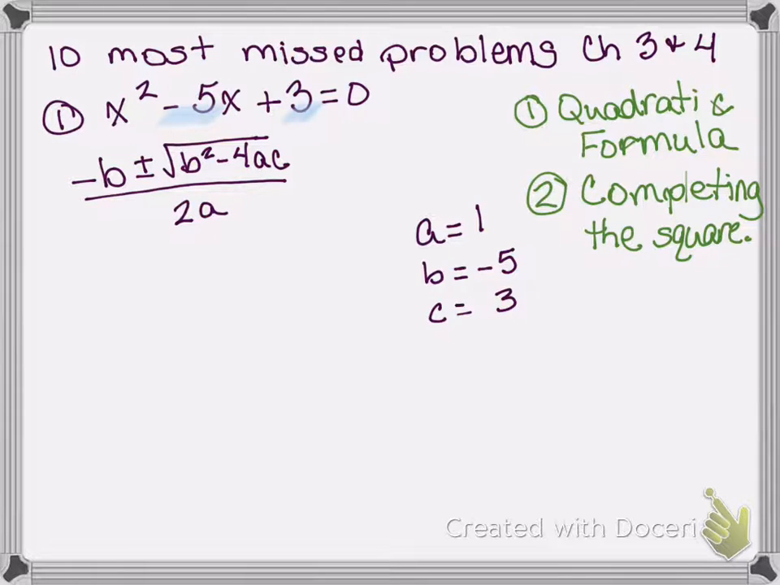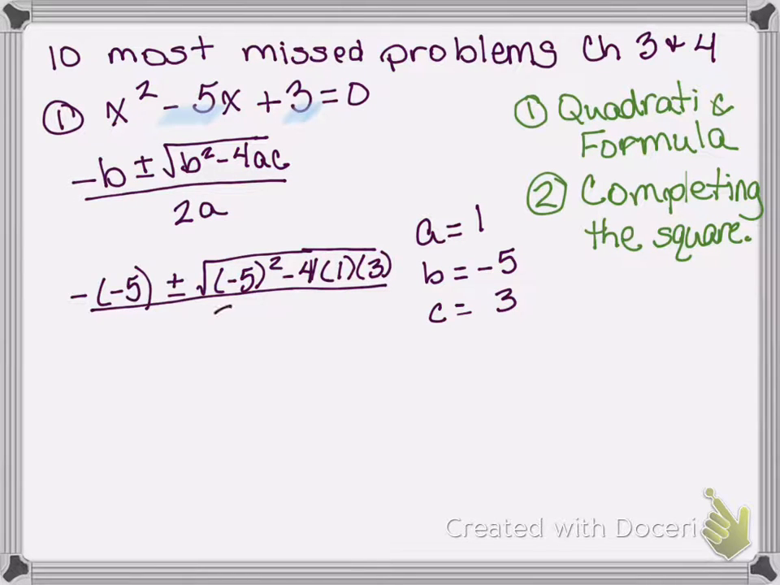So now I'm going to plug in my values. So we have negative 5, so we know that that's going to become positive. Then we have plus or minus the square root of negative 5 squared minus 4 times 1 times our C, which is 3. And all of that is going to be divided by 2 times A, which is 1.